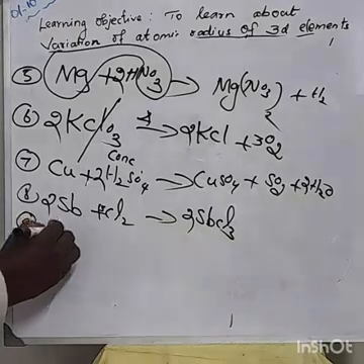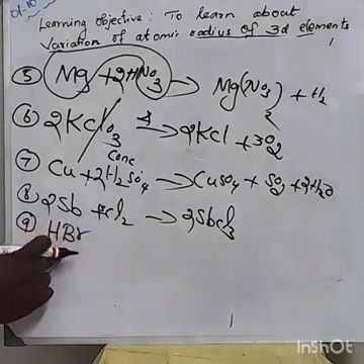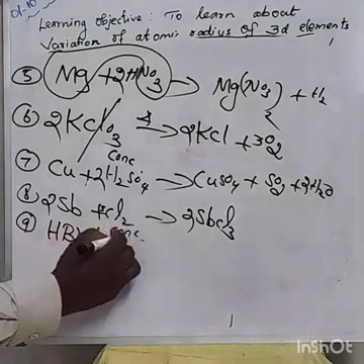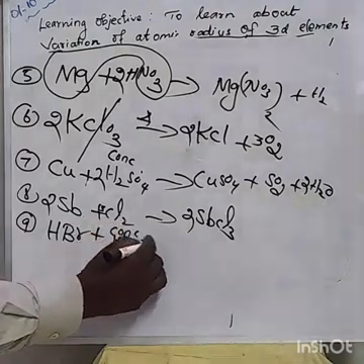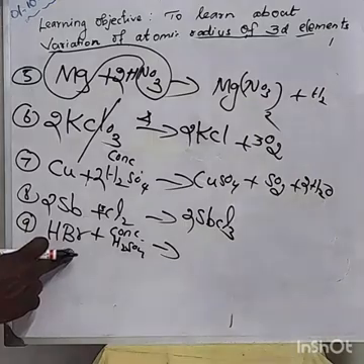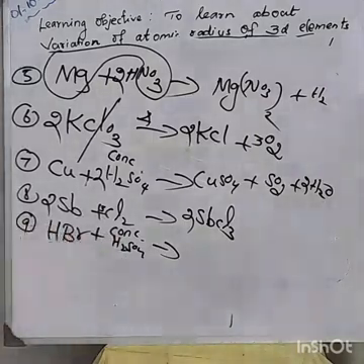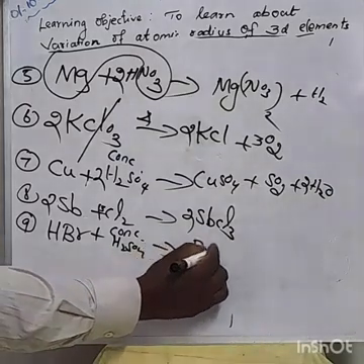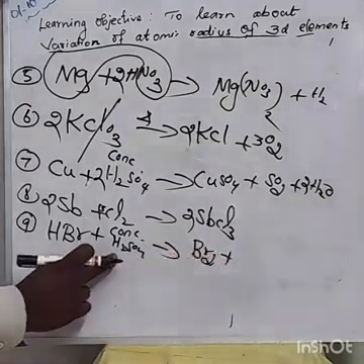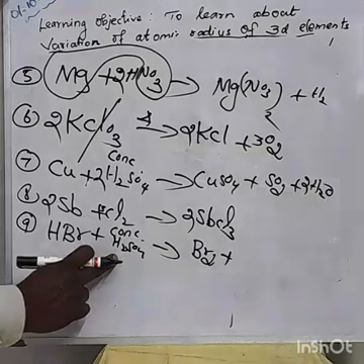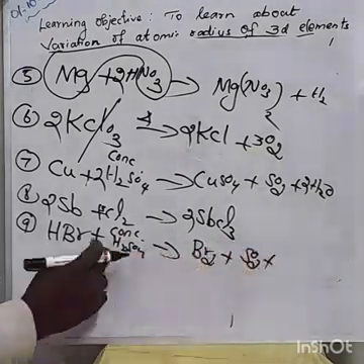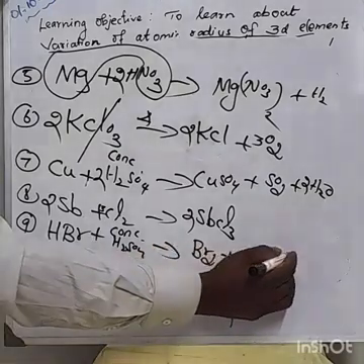Next, the 9th one. Hydrogen bromide, HBr, hydrogen bromide. This hydrogen bromide reacts with concentrated sulfuric acid. Here the first one forming is Br2, and also forming sulfur dioxide gas. Which gas? Sulfur dioxide. Just hydrogen combines with oxygen to form water.